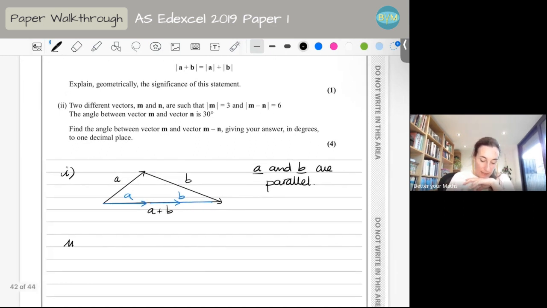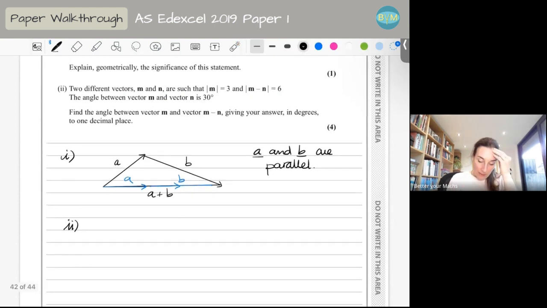And then the next part says two different vectors, m and n, so now it has nothing to do with the A and B. M and n are such that the magnitude of m is 3, the magnitude of m minus n is 6, and the angle between vector m and vector n is 30. Find the angle between m and m minus n. I would like you to try to do a sketch before I do it of what we have. So we have a vector m, let's say m here, this is m, and this is n.